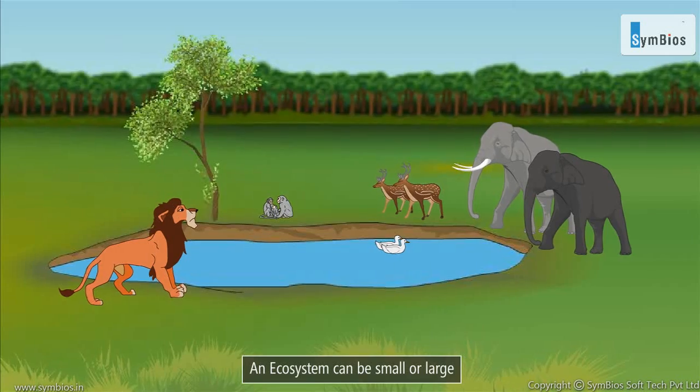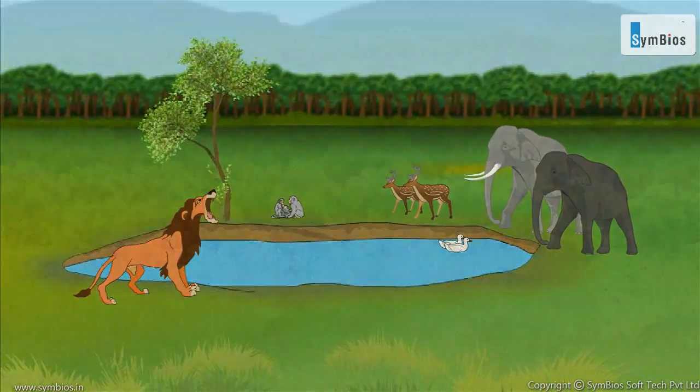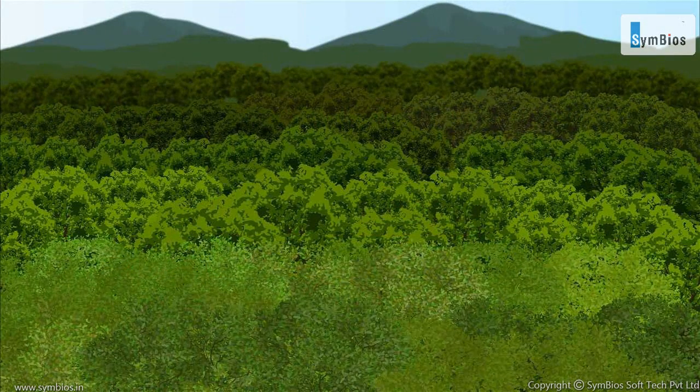An ecosystem can be small or large. A small pond with few plants and animals is a small ecosystem, as the pond and the organisms together support each other to sustain their life. Or we can call an entire jungle an ecosystem, a complex one.